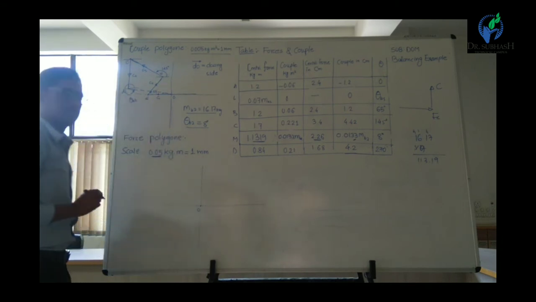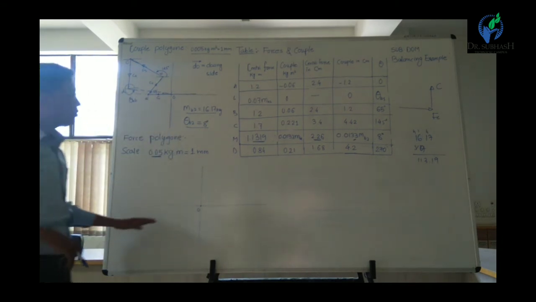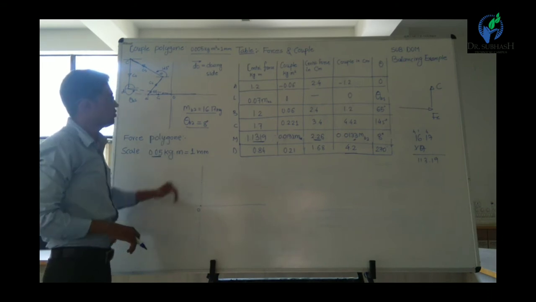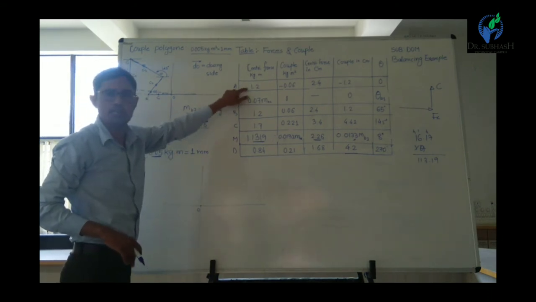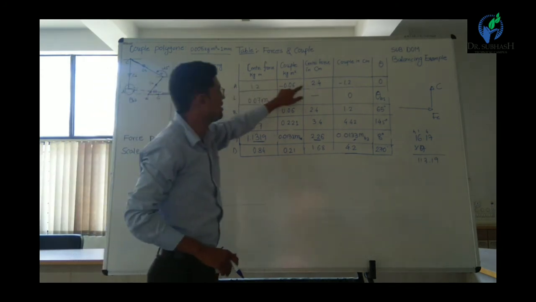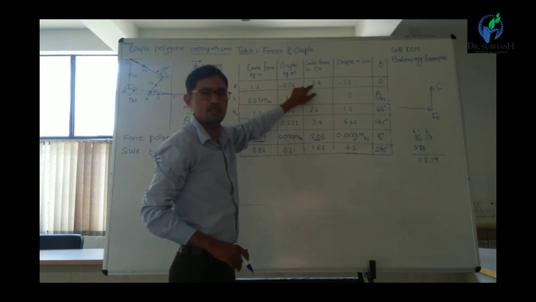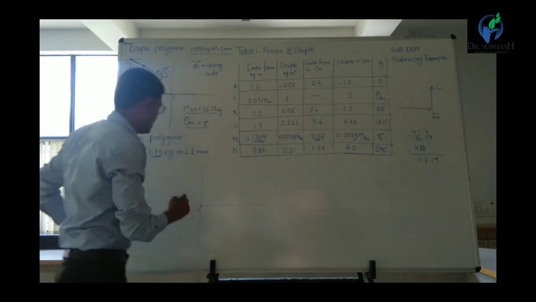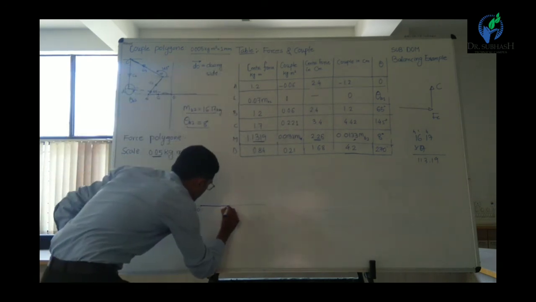So this is our reference line, reference point O. From point O, we start to draw a force polygon. First I use 1.2, this is the magnitude of force. If we convert this magnitude into centimeters, we get 2.4 centimeter. So the vector has a length of 2.4 centimeter at 0 degree. So we draw a line having length 2.4 centimeter.